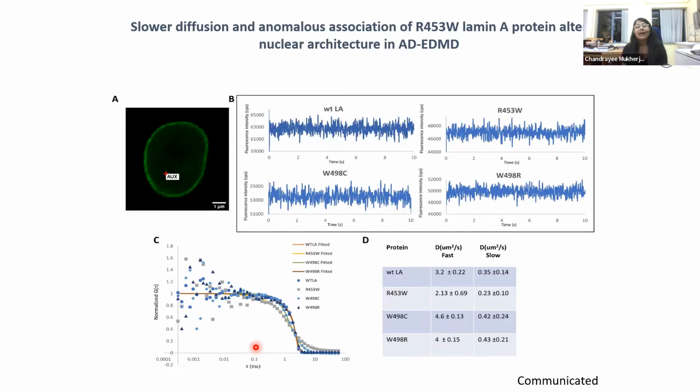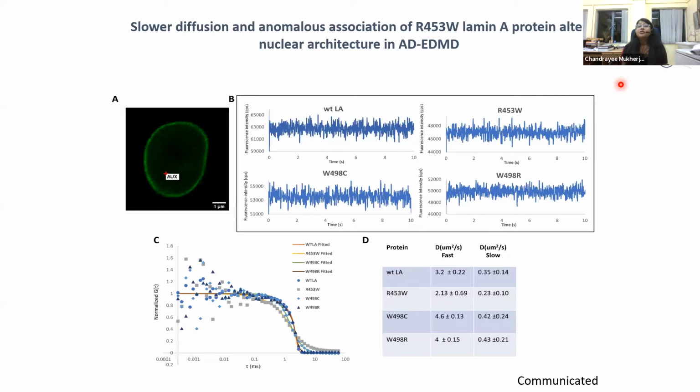And to study that, we conducted fluorescence correlation spectroscopy to study the protein dynamics at the single molecule level. And we studied three mutations here, R453W, W498C, and R. And we found lowest diffusivity values for R453W. That means that this protein is taking the longest time for diffusion.